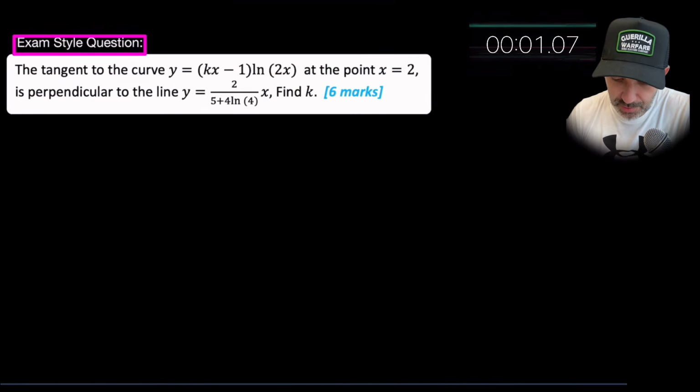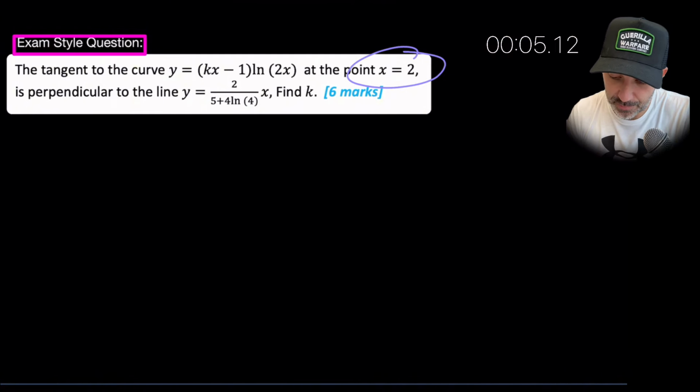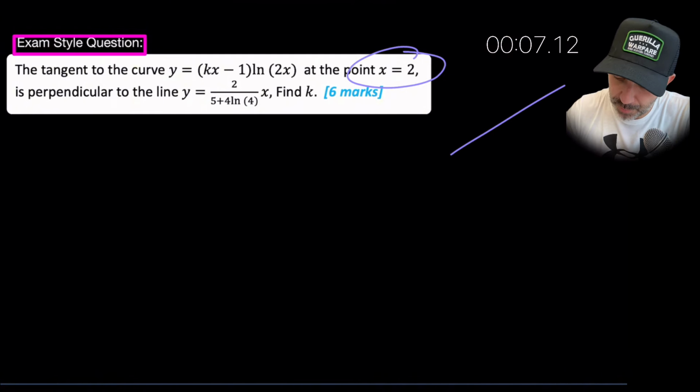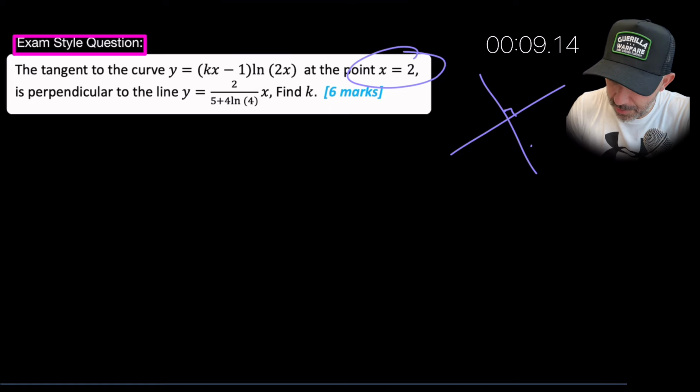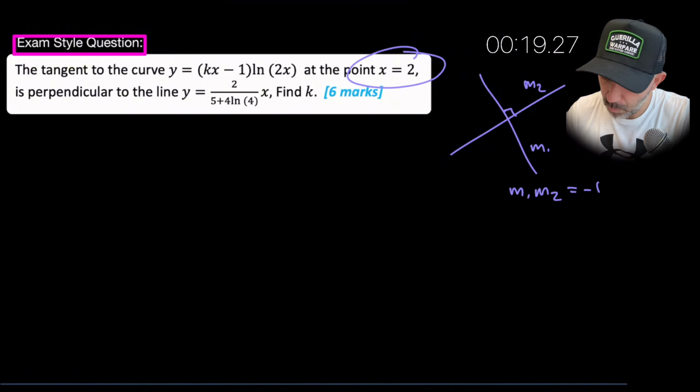The tangent to this curve at point 2 is perpendicular to this line. Okay, so remember when we have perpendicular lines, one gradient is the negative reciprocal of the other. So that's quite important because they're talking about perpendicular lines. So when we multiply them together, we're going to get -1.